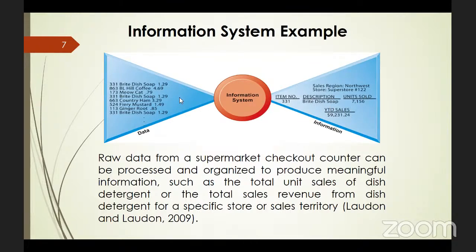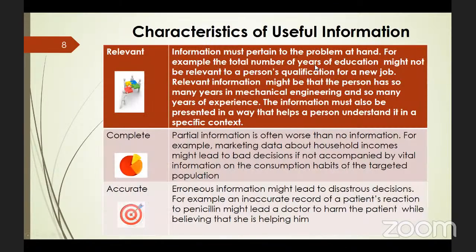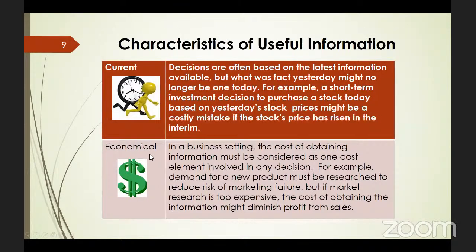So we would probably want more than this information to decide whether we should order more soap or continue to sell soap. But the point is, this is useful. This alone we can't do much with until we organize it. Anyway, I think you all knew this already, so let's go on. Useful information has at least five characteristics: it's relevant, complete, accurate, current, and economical, which is a best case.